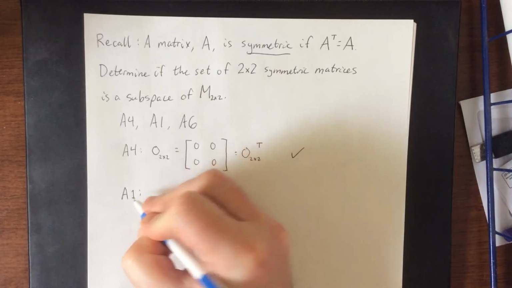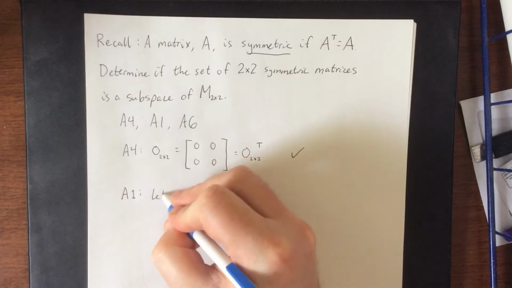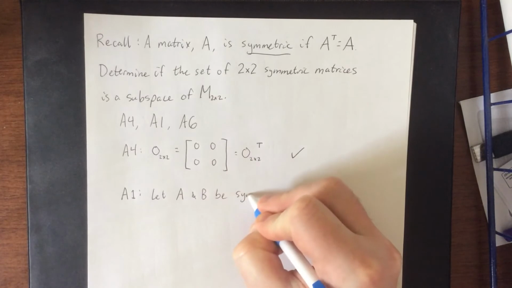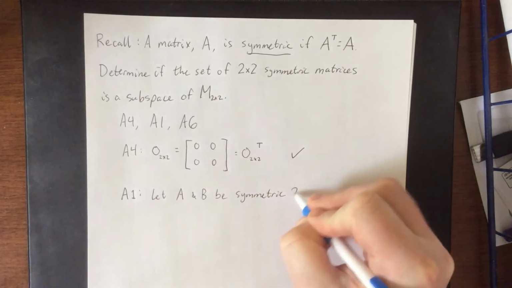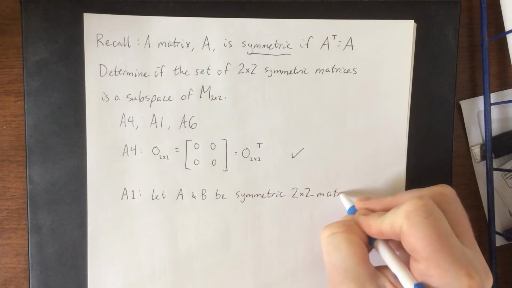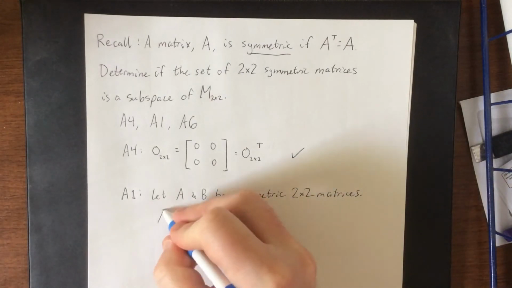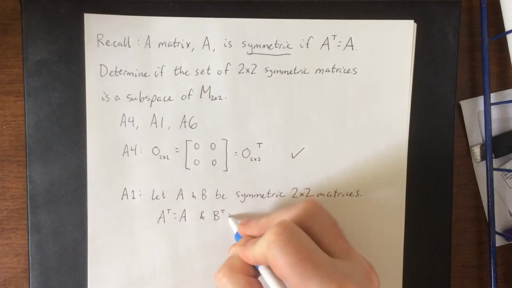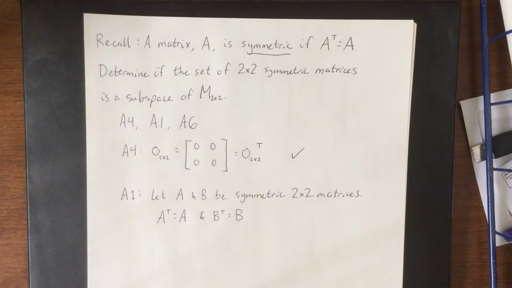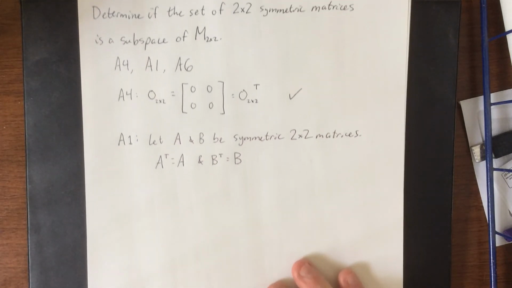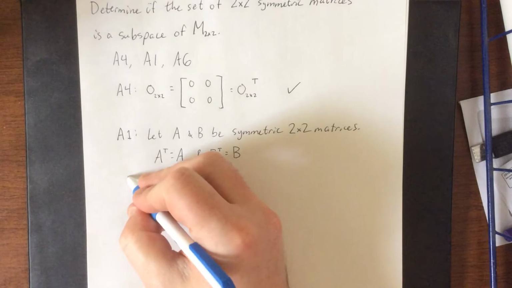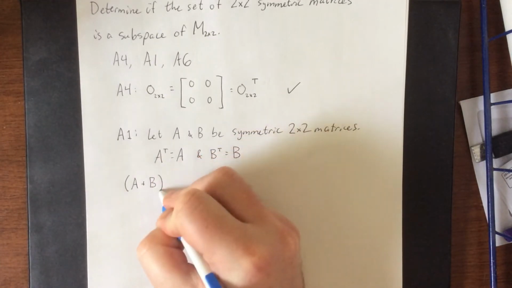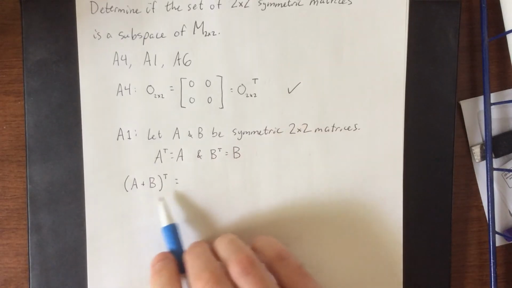For A1, closure under vector addition, we'll let A and B be symmetric 2 by 2 matrices. As such, we can say that A transpose is going to be equal to A and B transpose is going to be equal to B. What we want to do is show that A plus B is going to be equal to its own transpose. So what we'll do is we'll start with A plus B transpose. We're going to show that this thing is equal to A plus B.